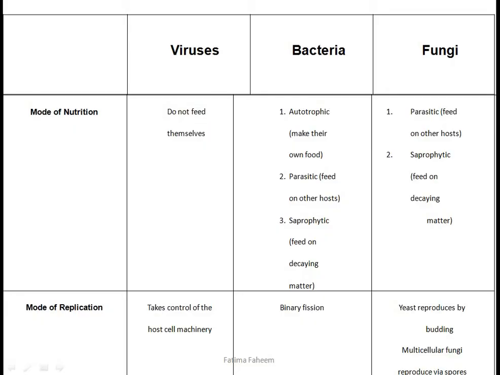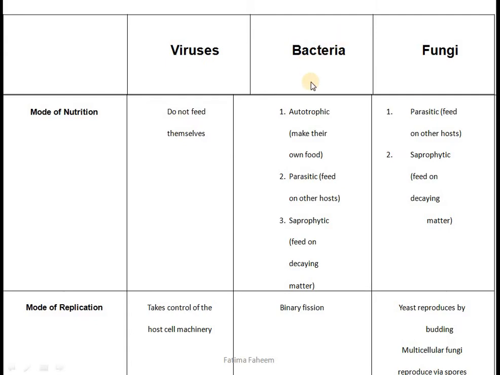If we look at the mode of nutrition in viruses, we see that they do not feed themselves. They require a host cell for reproduction and for their nutrition as well. Viruses can feed on plant cells, animal cells, or even bacterial cells. If you remember, bacteriophages were the viruses that were feeding on bacterial cells.